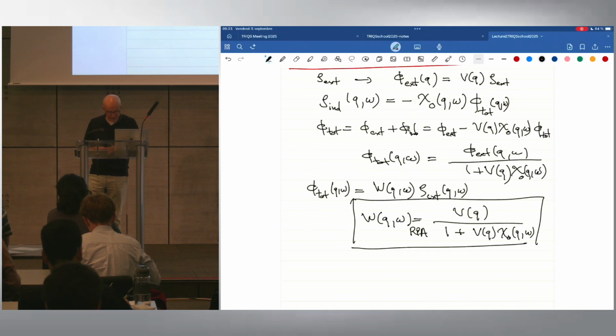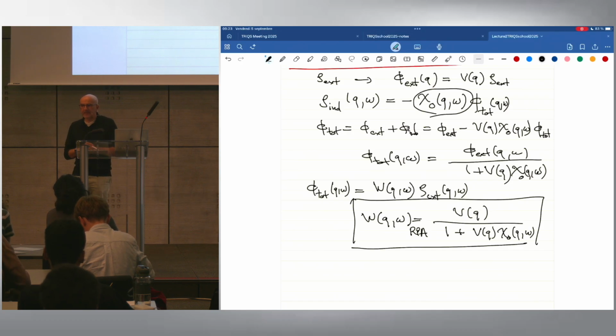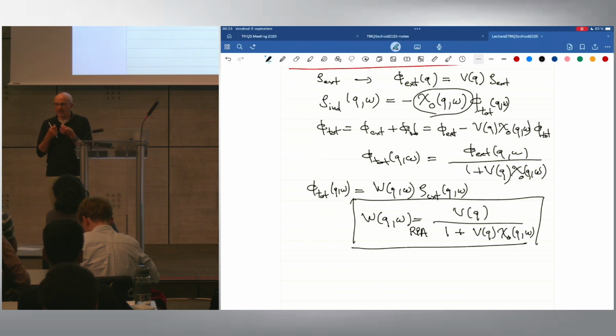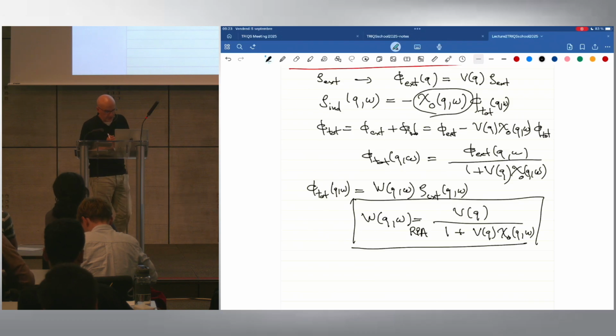Why is it a mean field approximation? Because I have used the bare density-density correlation function of the system, so it is just at the level of linear response. This is not an exact relation. This is the RPA approximation to screening.